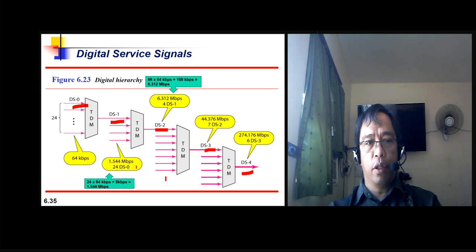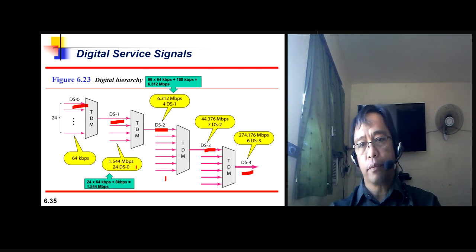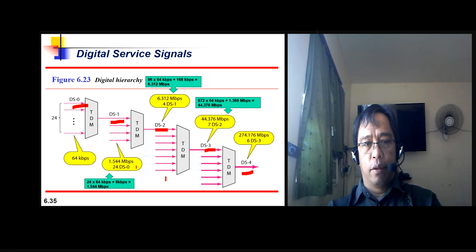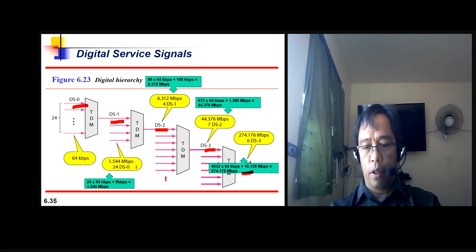For DS-2, 96 times 64 kbps plus 168 kbps of overhead equals 6.312 Mbps. For DS-3, 672 times 64 kbps plus 1.368 Mbps overhead equals 44.376 Mbps. And lastly, 4032 times 64 kbps plus 16.128 Mbps equals 274.176 Mbps for DS-4.